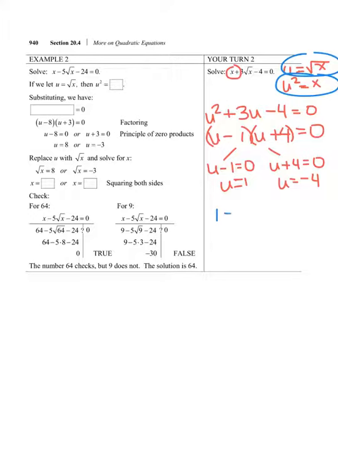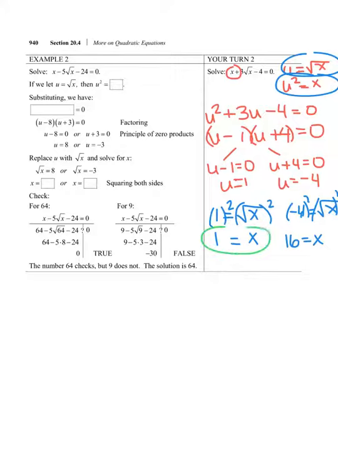So 1 equals the square root of x. So square both sides. X equals 1. And then negative 4 equals the square root of x. So square both sides. Negative 4 squared is positive 16 equals x. So x is equal to 1 and x is equal to 16. We need to go back and check it.